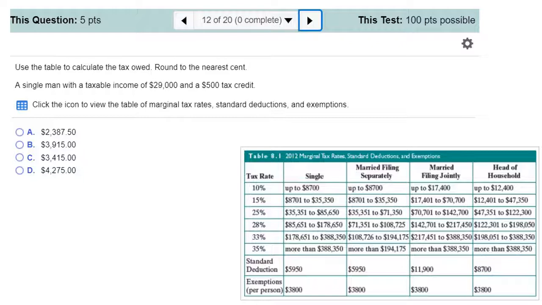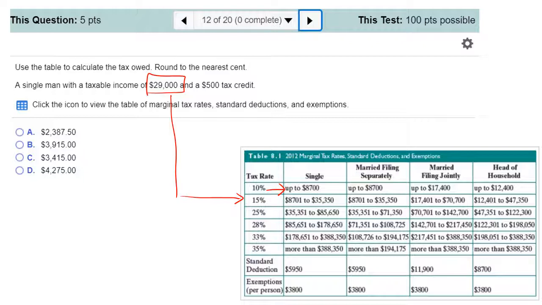In question 12, we have to calculate the tax for this single man. Since it's a single man, we will use this first column that is entitled Single. And you will notice that this single man has a $29,000 income. $29,000 causes him to fall in the second category tax rate of 15%. However, the way the IRS does taxes is they only tax the first $8,700 at 10%. So he does not have to pay 15% on everything.